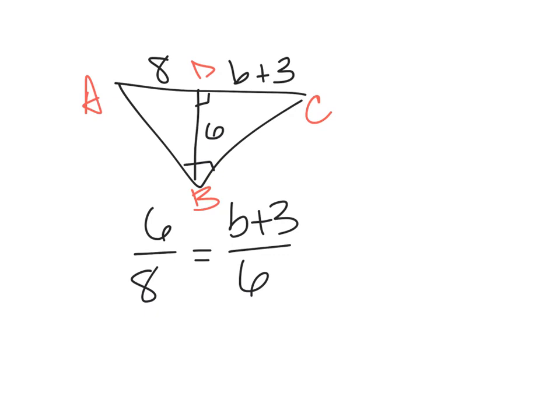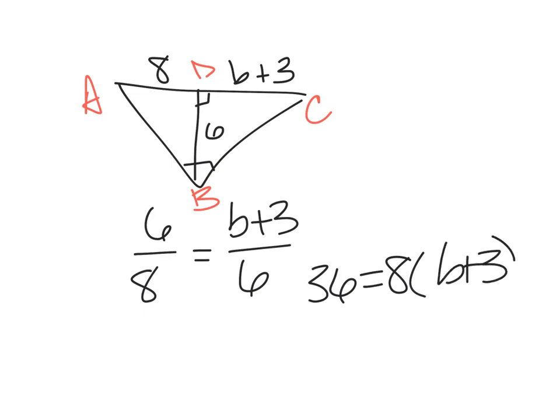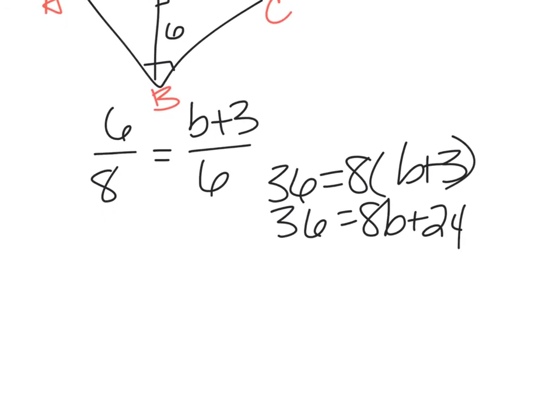All right, 6 times 6 is 36. And then we need to do 8 times quantity b plus 3. So we get to do some good old-fashioned algebra. And so subtract 24 from both sides, or I always say, I want this over here, so now it's negative, because once it crosses the sign, it becomes negative.